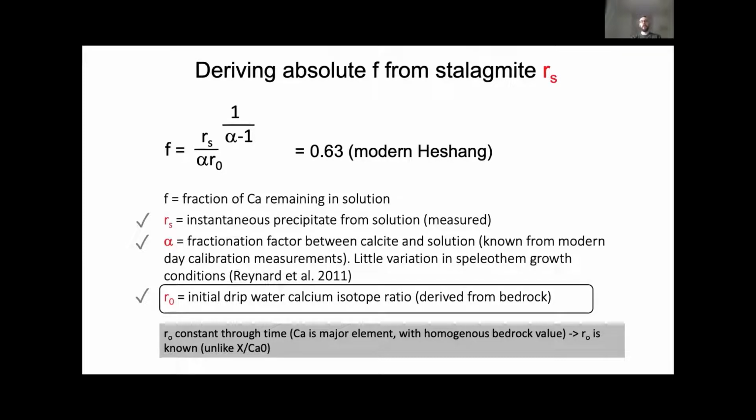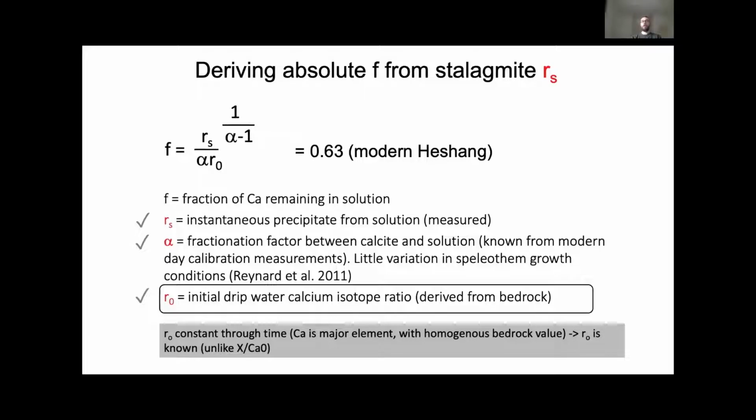In this case, we measured it in Heshan Cave. So thanks to many years of modern day cave monitoring in that cave, Rob and co-authors were able to measure the calcium isotopes in the solution. They were able to measure the calcium isotopes in the solid. In this case, it was calcite grown on glass plates. And they were able to derive that fractionation factor. And we also know from Oxford cave experiments that there's relatively little variation in that fractionation factor as a result of, let's say, changes in temperature.